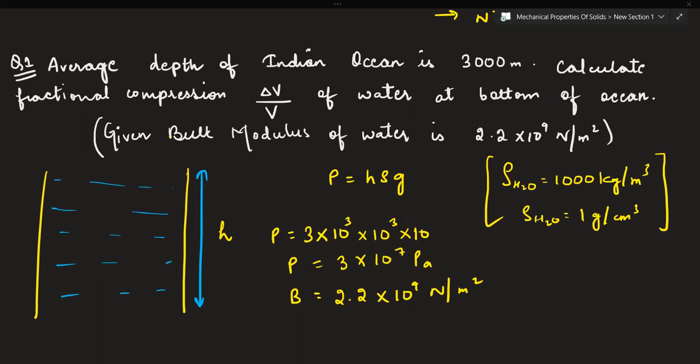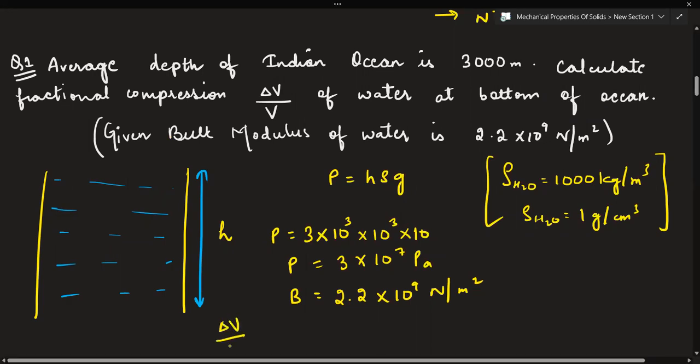Yes? 1.36 into 10 raised to the power minus 2? Yes, correct. Delta V divided by V would be 1.36 into 10 to the power minus 2.